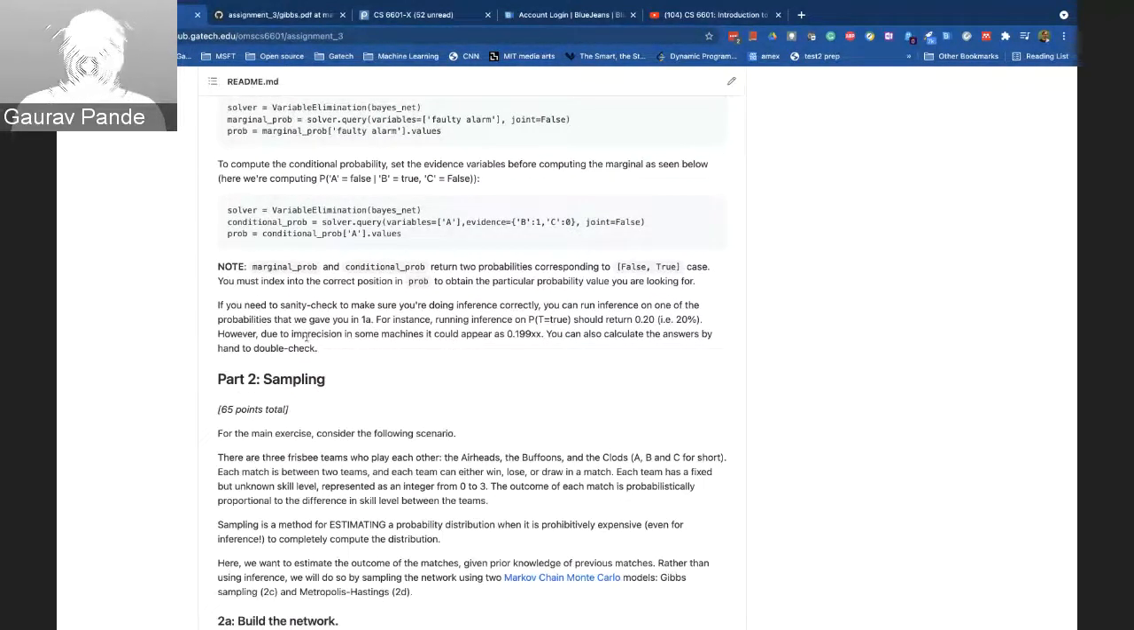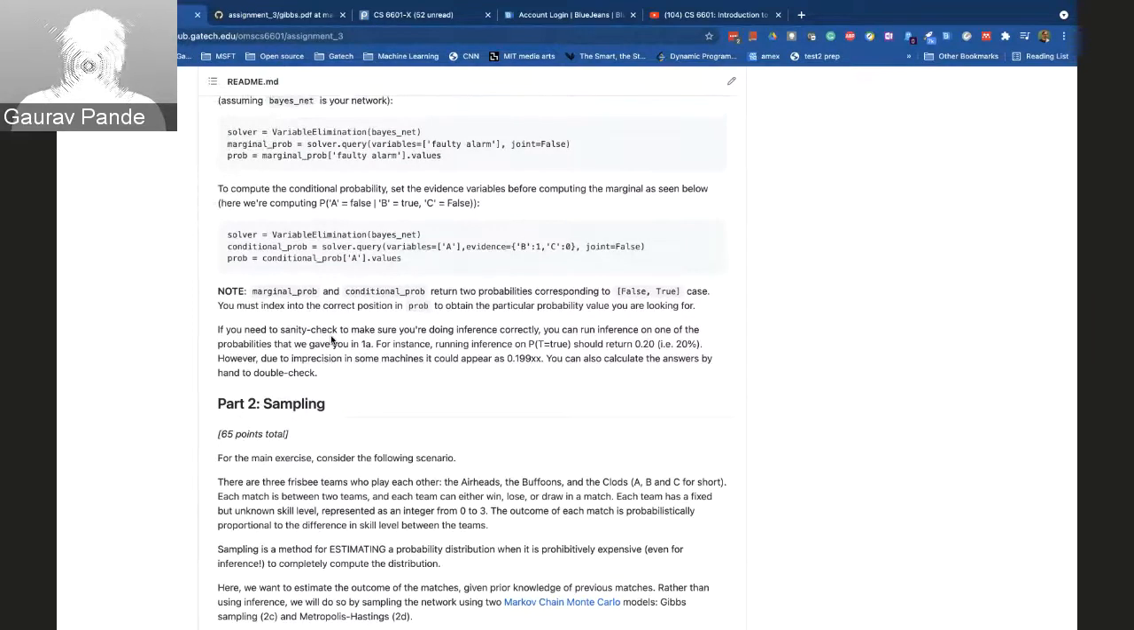Okay, so this here means the same thing that I was talking about. For inference, you can pick any of the examples above and try to calculate it by hand, run this inference code, and then see if you get the same value or not. And you can just double check this thing.